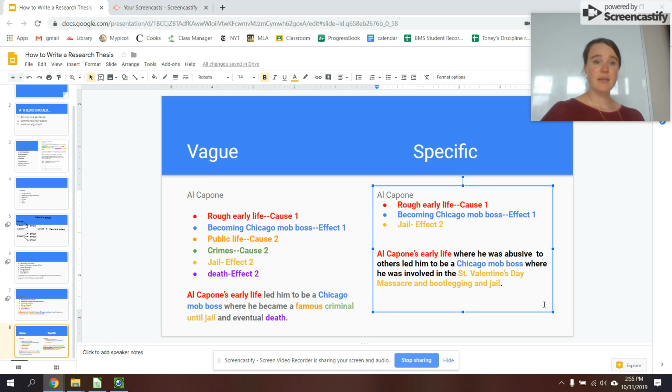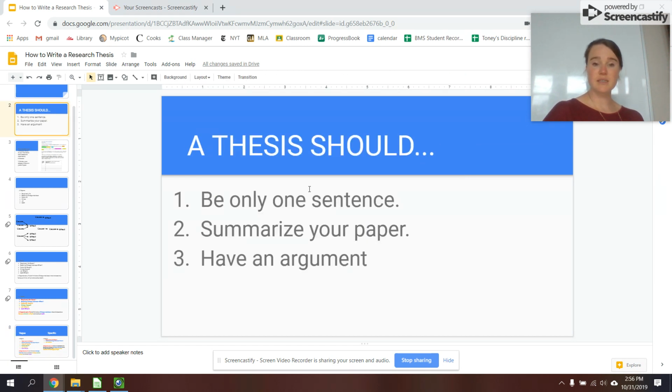So once again, here's where you're headed. You are going to write your thesis. You are going to make sure, once again, that it is one sentence, it summarizes, and it has an argument. Write that down someplace where you can easily find it later, where you eventually will put it on your outline.